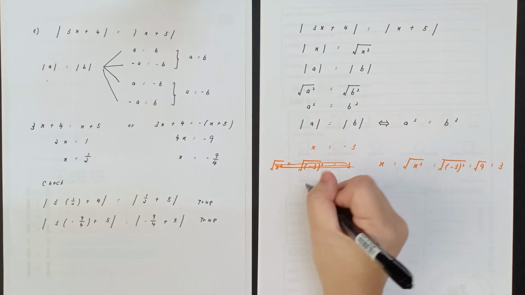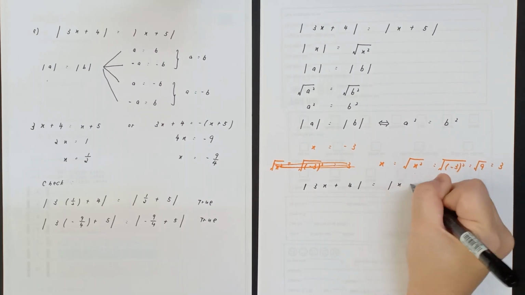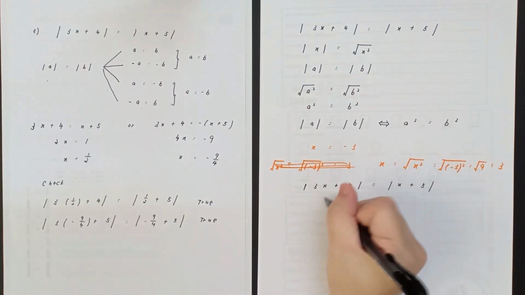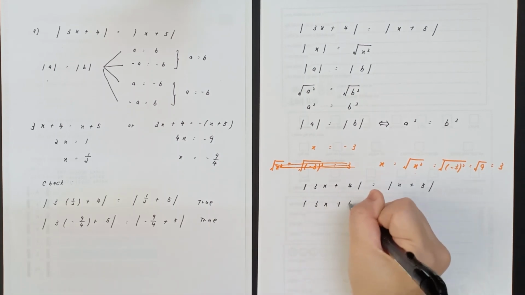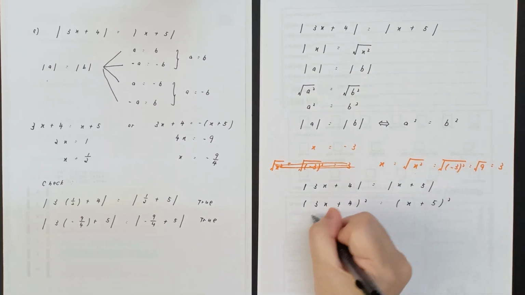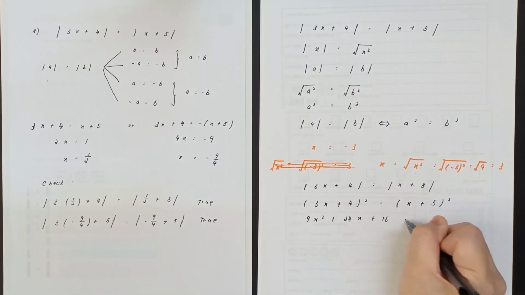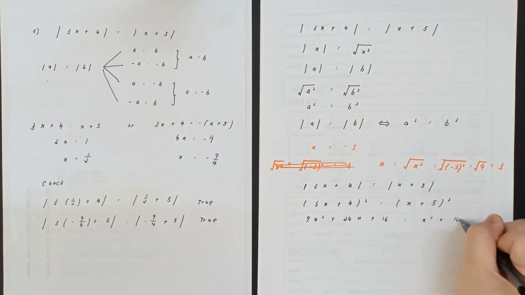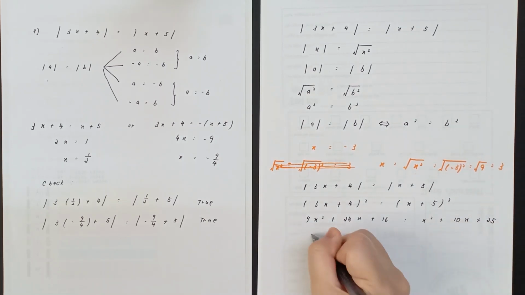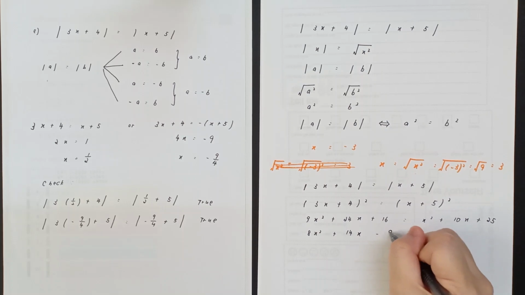Okay, so what you can try to do is just square. Modulus 3x plus 4 equals modulus x plus 5, so 3x plus 4 squared equals x plus 5 squared. Then you continue to solve it. 9x squared plus 24x plus 16 equals x squared plus 10x plus 25. So 8x squared plus 14x minus 9 equals 0. Then you solve by factorization.